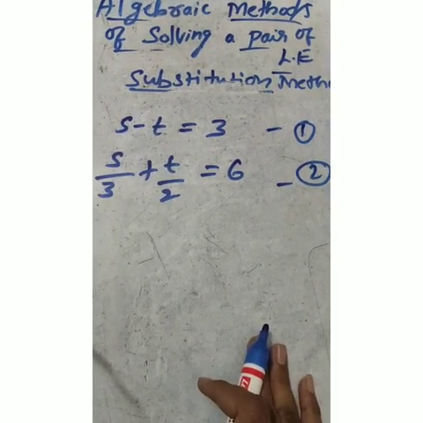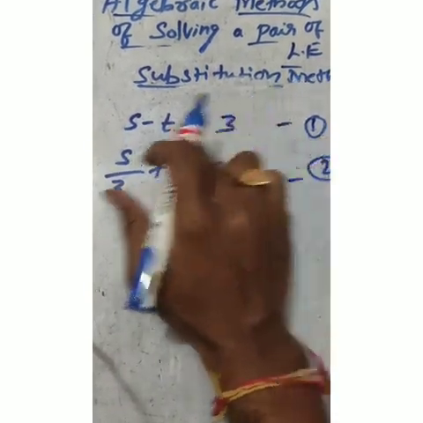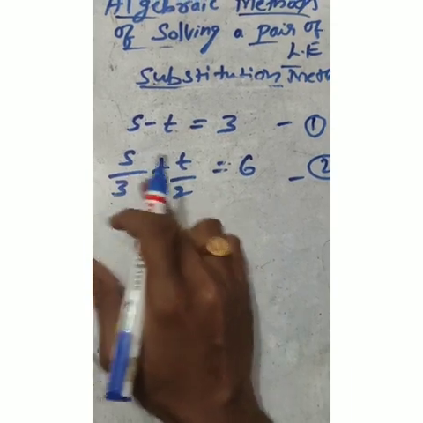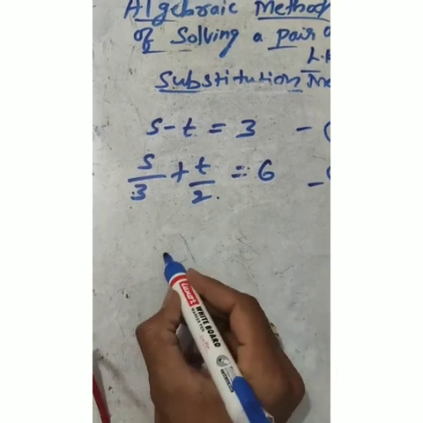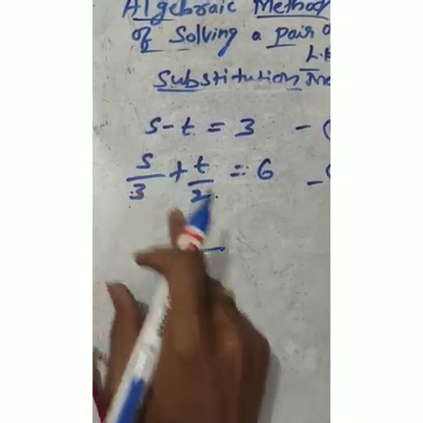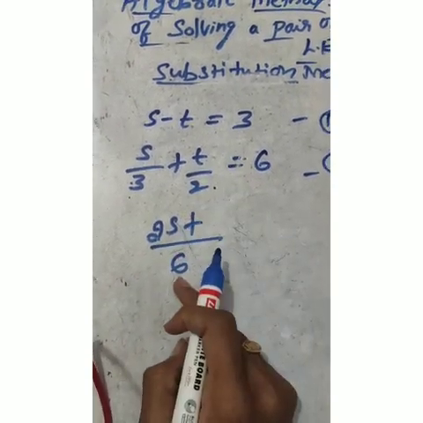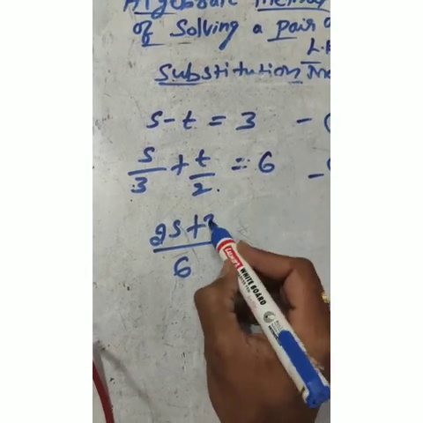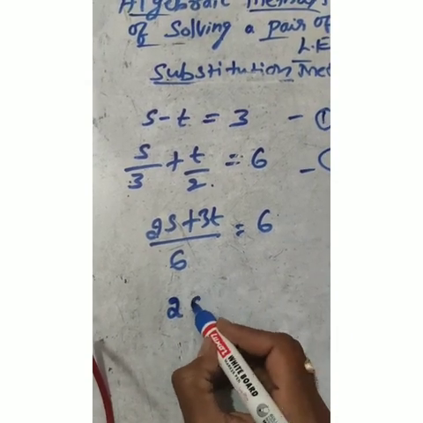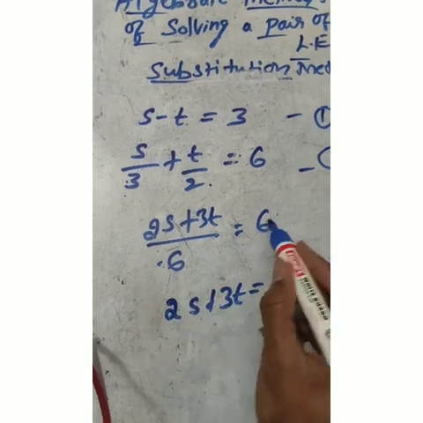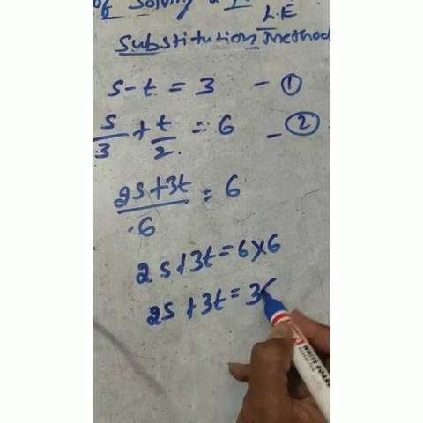s minus t is equal to 3. s by 3 plus t by 2 is equal to 6. The first one is okay, there is no problem in that first equation. But in the second equation, we have fractions. First we make it whole. We have to take the LCM there. What is the LCM of 3 and 2? It is 6. 3 twos are 6, it becomes 2s. 2 threes are 6, it becomes 3t. 6 on the right side goes to the numerator: 2s plus 3t equals 6 into 6. 6 sixes are 36.